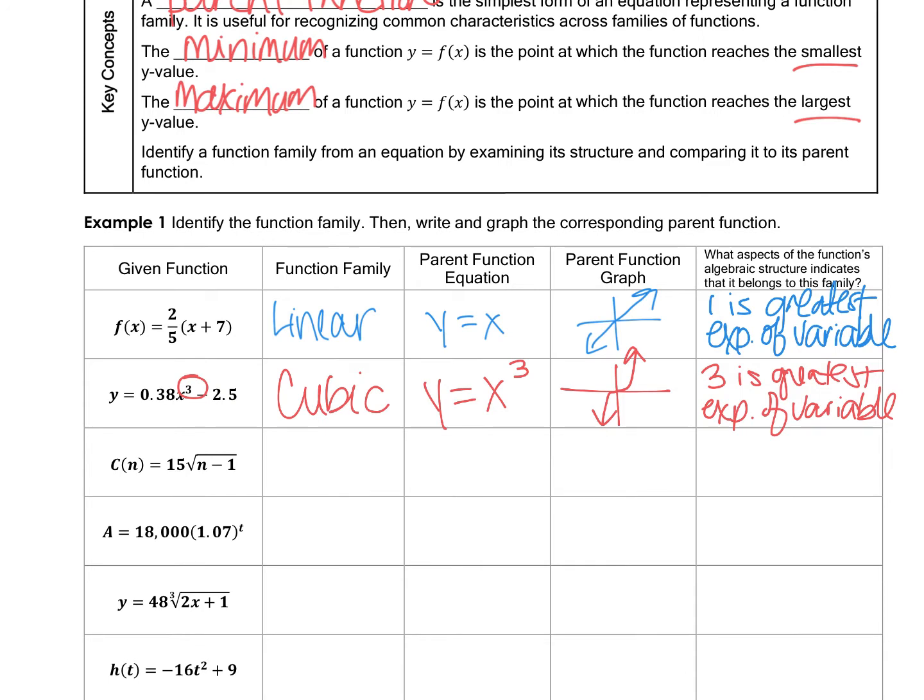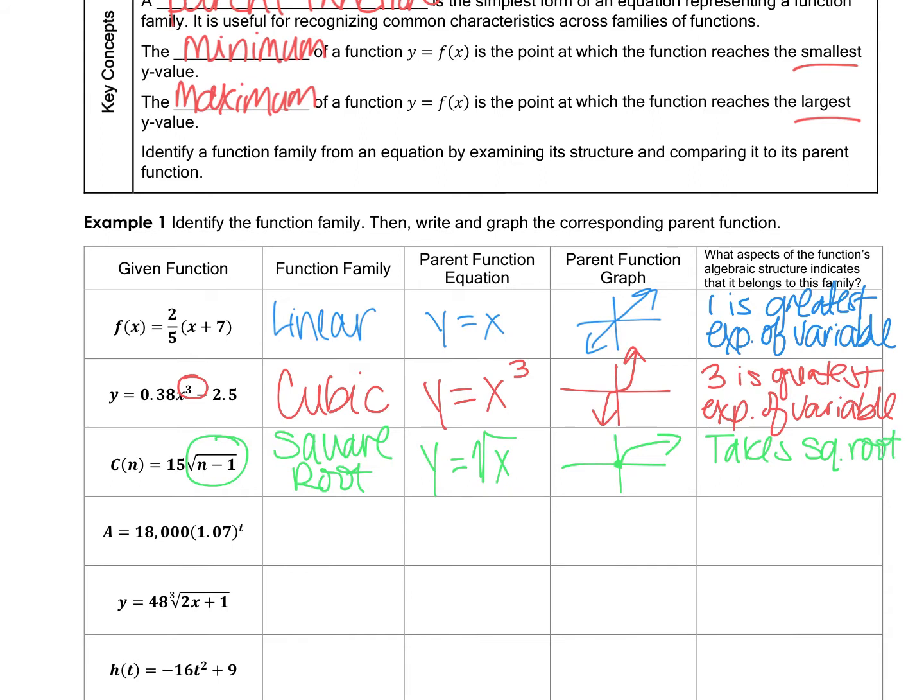The next one, notice we have a square root, so this is called square root. The parent function for that is y equals the square root of x. That is a ray, so it starts at 0 and it curves to the right. The reason we know this is a square root equation is because it takes the square root of the variable. So if the variable is under the square root, that's considered a square root function.